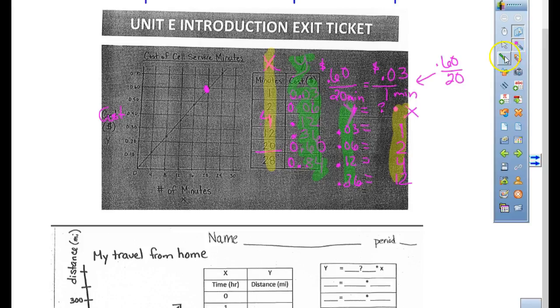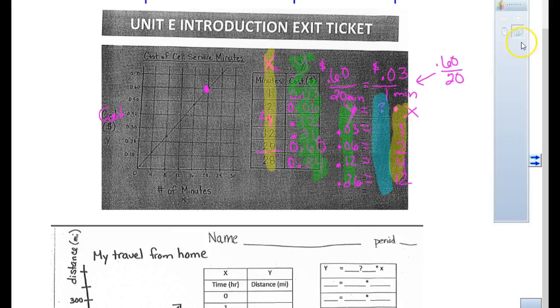So what we want to do is put in this last one, this question mark. That's going to be the same number all the way down. That's going to be our 0.03, because 0.03 is what was our unit rate, right? So we take that times 1, times 2, times 4, 0.03.